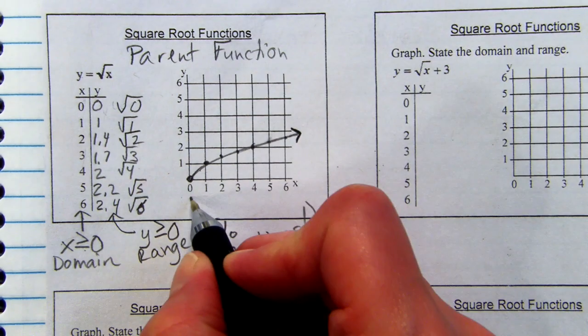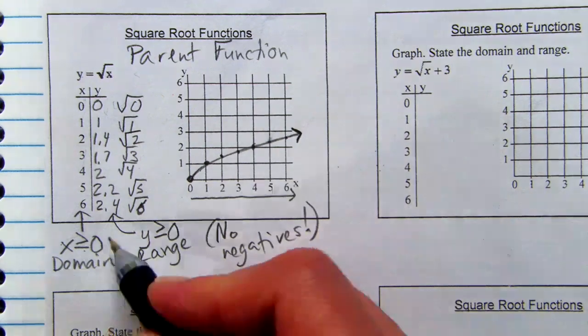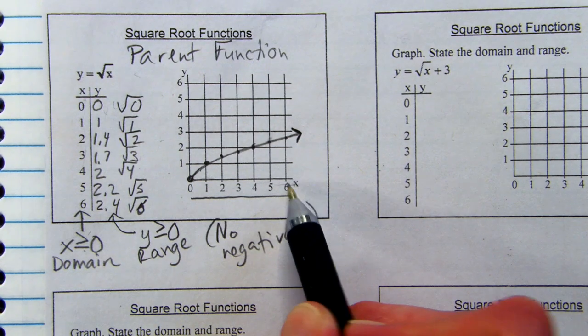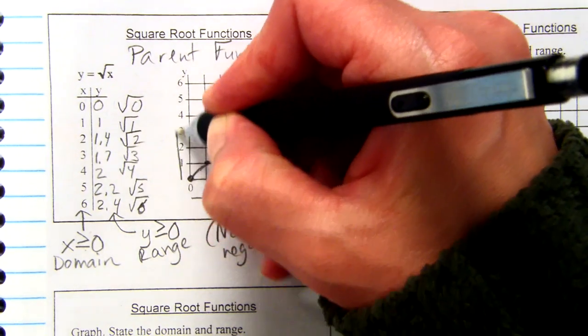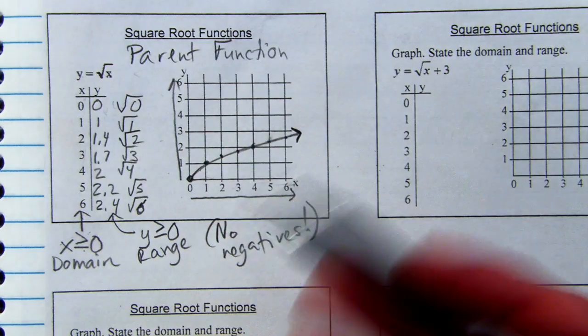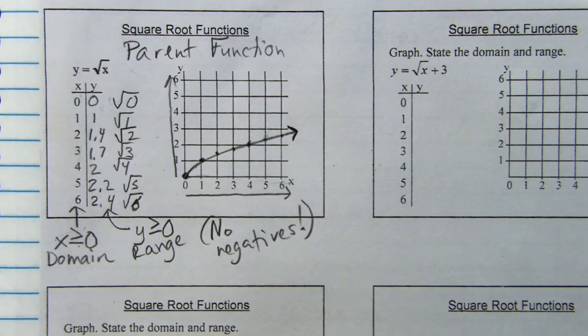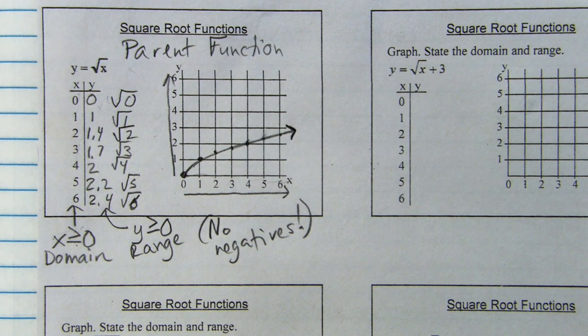They may ask you to define domain and range. So if we look at my domain, the x is greater than or equal to 0, and my x starts at 0 and goes up. My range also starts at 0 and goes up. There's no negatives. So this is just shorthand.